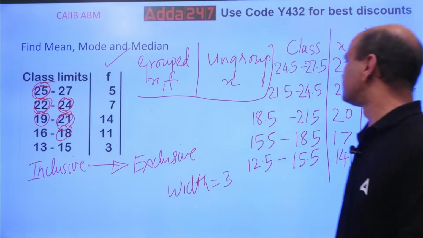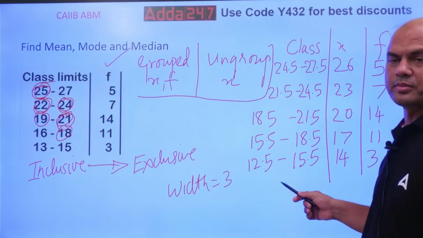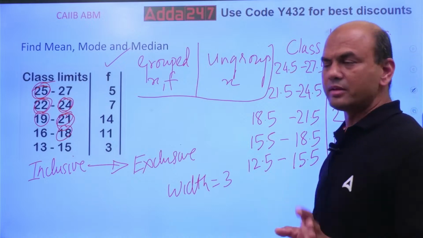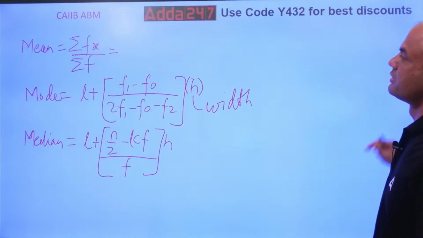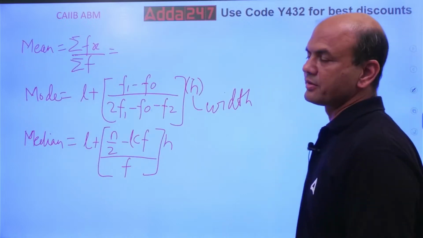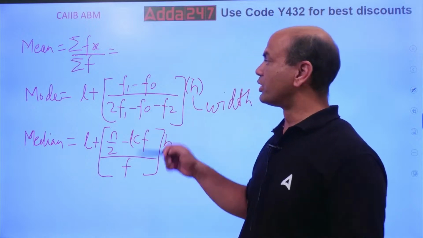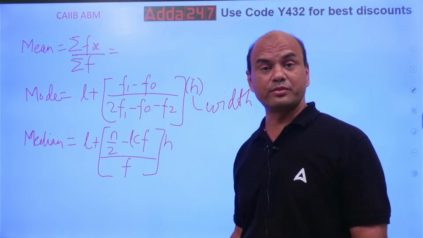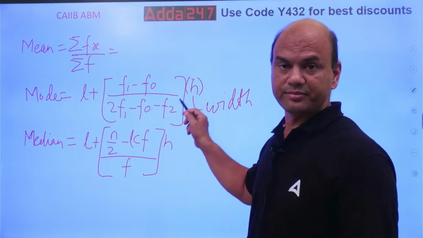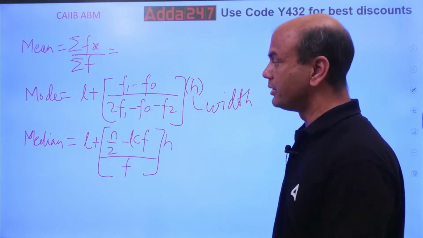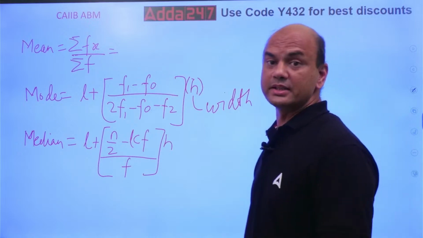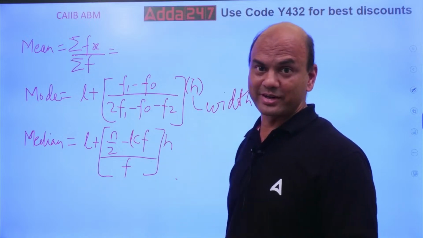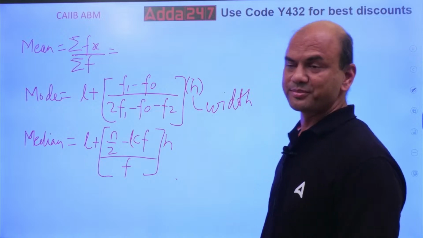Okay. So now, write this exclusive group, write the X, write the F. And then start solving this mean, mode and median. Formulae. Mean is summation fx upon summation f. Mode is L plus (f1 minus f0) upon (2f1 minus f0 minus f2) into h, width. Never forget this width. Median, L plus (n upon 2 minus LCF) upon f into width. Never forget the width. This is very important. Otherwise, you'll do everything and forget the width. Solve it.